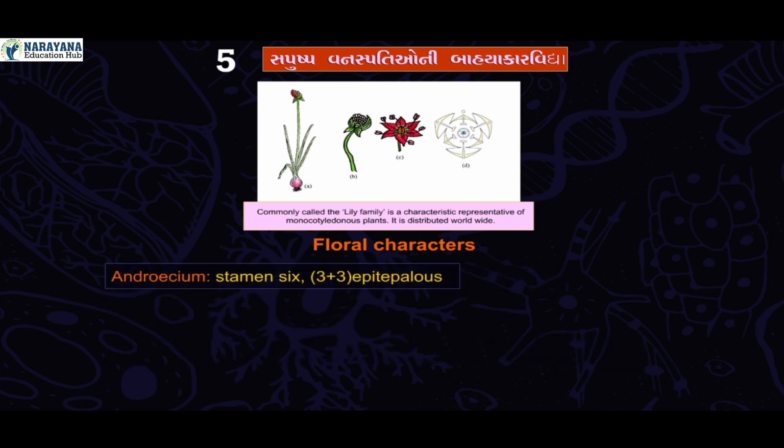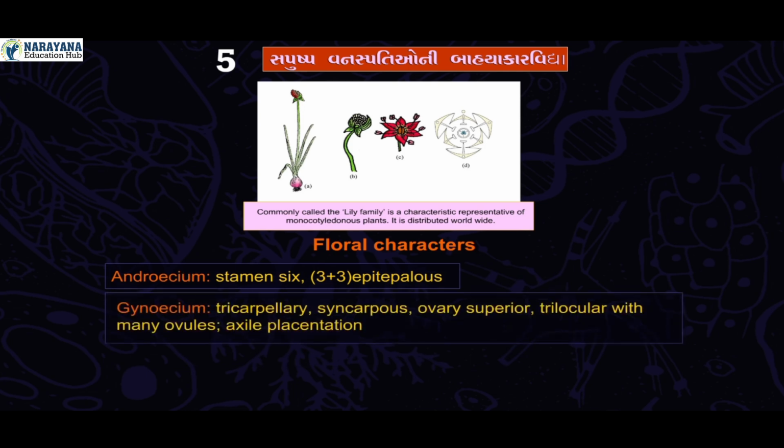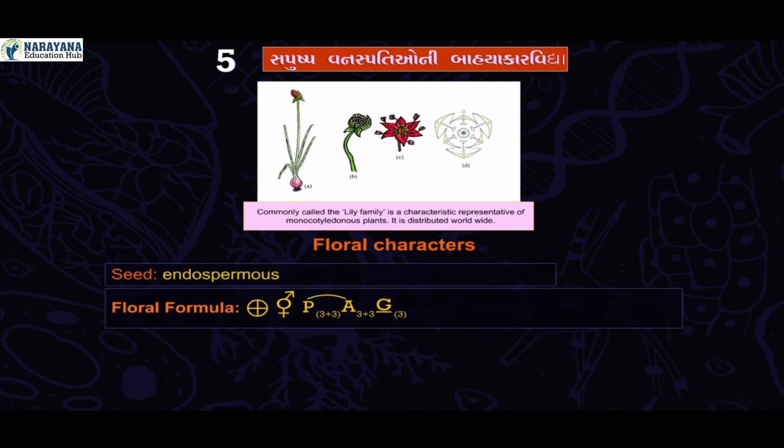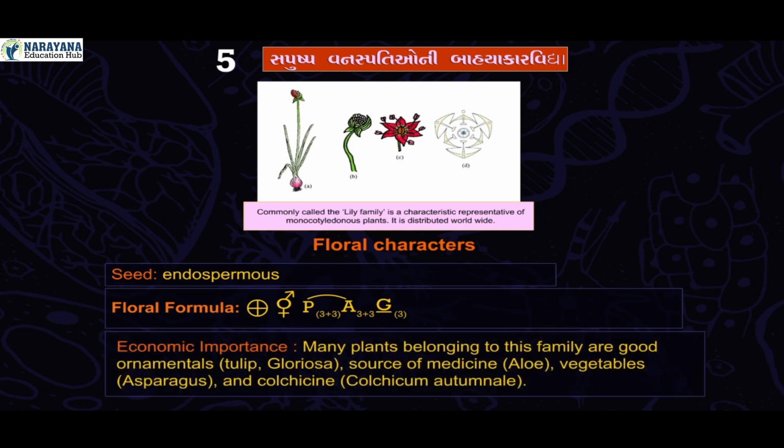Valvate aestivation. Androecium stamens 6, 3 plus 3, epipetalous. Gynoecium tricarpellary, syncarpous, ovary superior, trilocular with many ovules. Axile placentation. Fruit capsule, rarely berry. Seed endospermous. Floral formula. Economic importance.